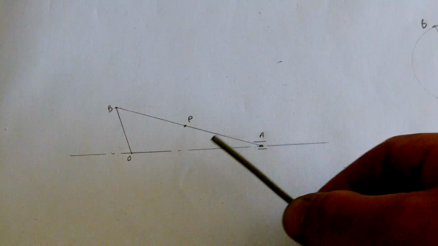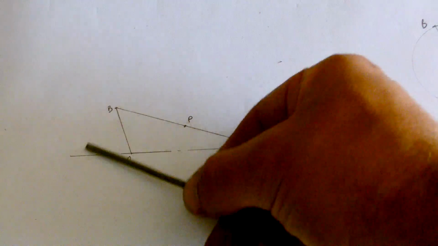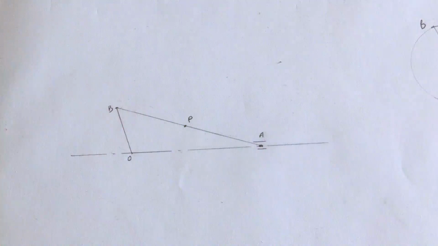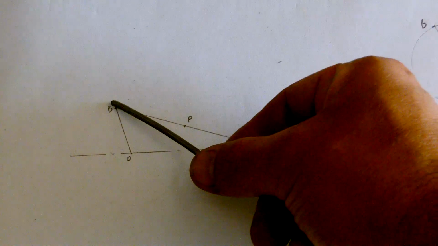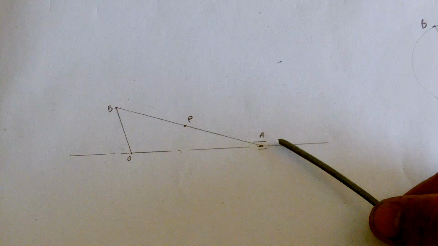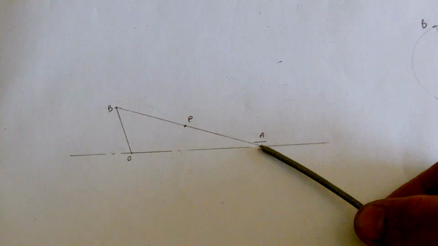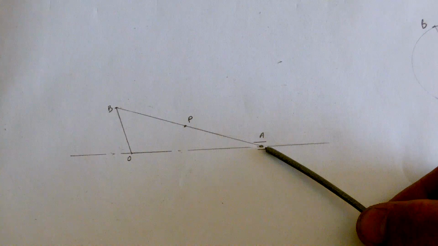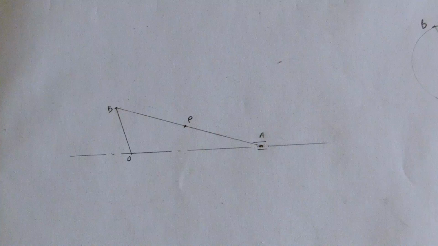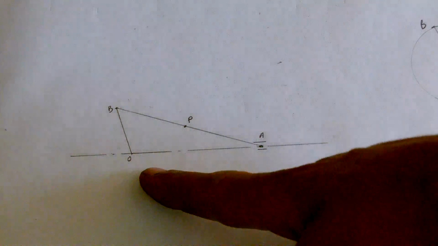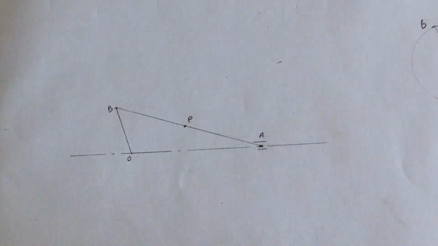So what we have here is a crank OA. It's an arm that rotates about O. So the locus of B would be a circle. To it, I've got a connecting rod connected to this slider here, or a piston, that can only slide along this horizontal axis. So for one revolution of OB, I need to find the locus of P.